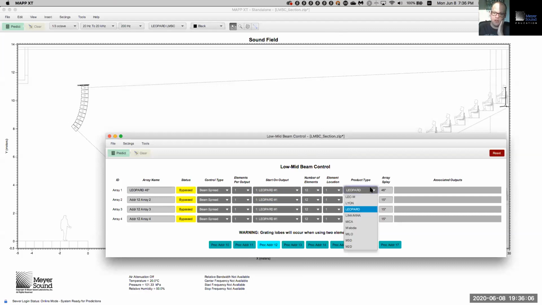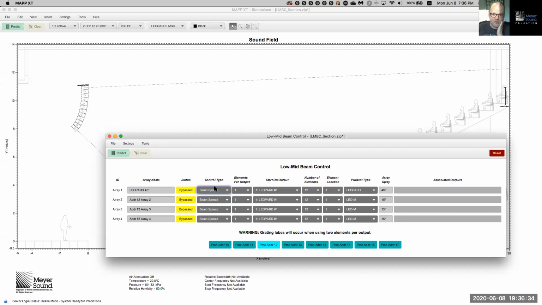Of course, I also need to tell it, oh, there we have, M series has been added. Awesome. I also need to tell it what is the product that we've been using? Well, we're using Leopard. And then finally, what is the array display? Well, that's the value that we got from the flown loudspeaker properties. That's the 46 degrees. That's all the parameters that I need to introduce.